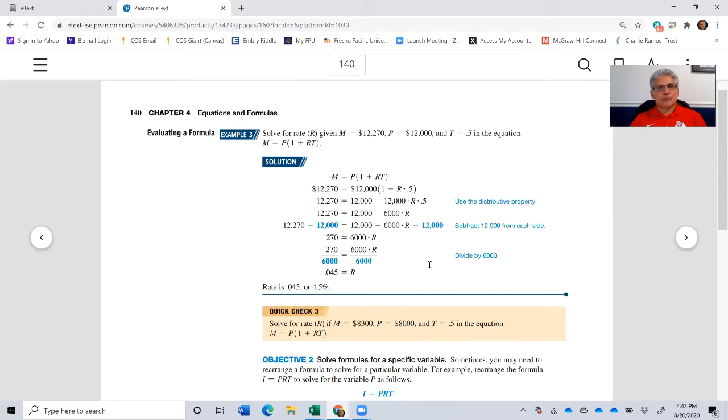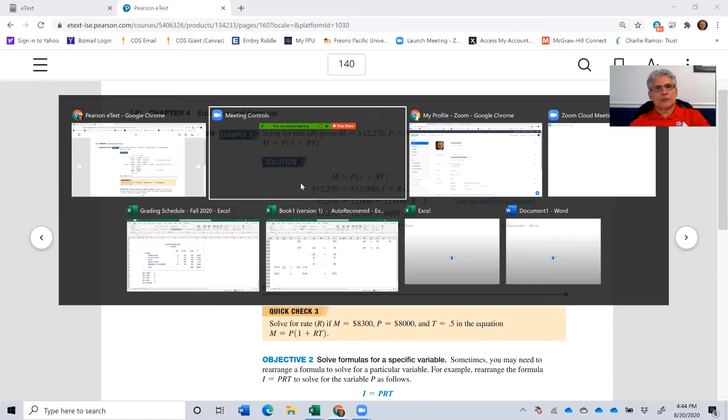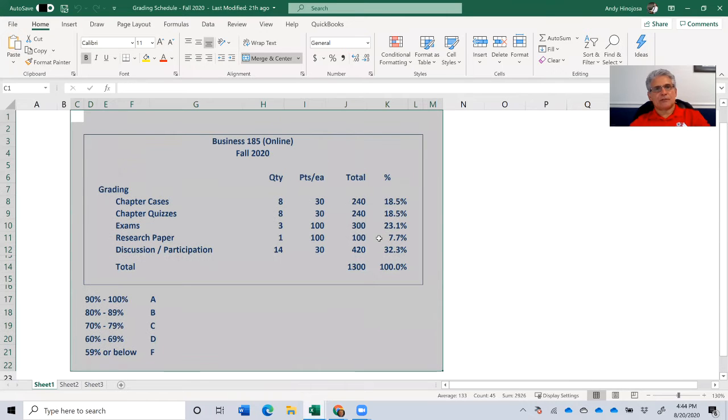Moving on to example number 3. They're giving us a new formula here. The formula is written as M equals P open parentheses 1 plus RT, where M is what we would refer to as the maturity value. P is the original principal, and the parentheses starts off with a 1, and that's just a 1, it's just part of the formula. Plus R and T. R is the rate and T is the time. So let's go ahead and write the formula down so that we could solve.